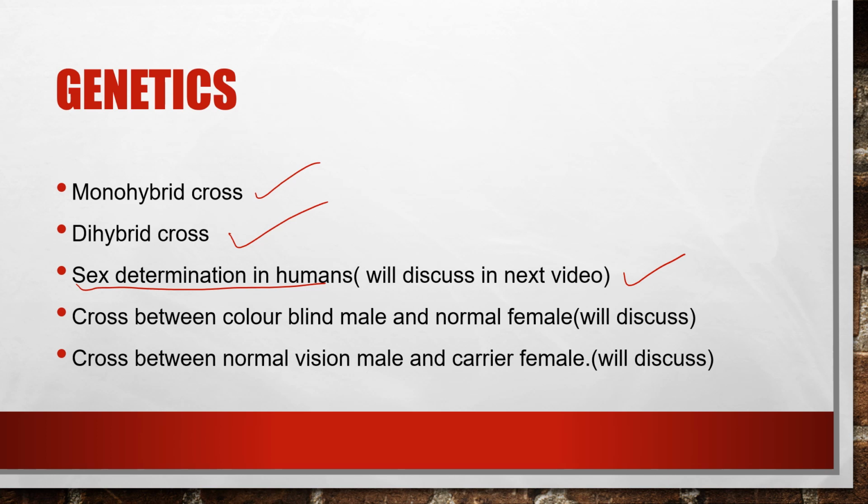Now next one is very important: the cross between a color blind male and a normal female. This also I'll be discussing in the next video, but please try it on your own, so that if you can do it on your own, you can cross check when I'm giving the answers. Now the next one is the cross between the normal vision male and the carrier female. So first one was the color blind male and the normal female, and this one is the normal vision male and the carrier female. So this is there in genetics.